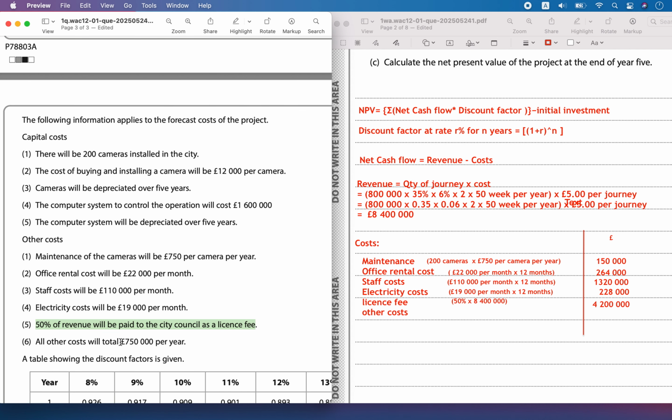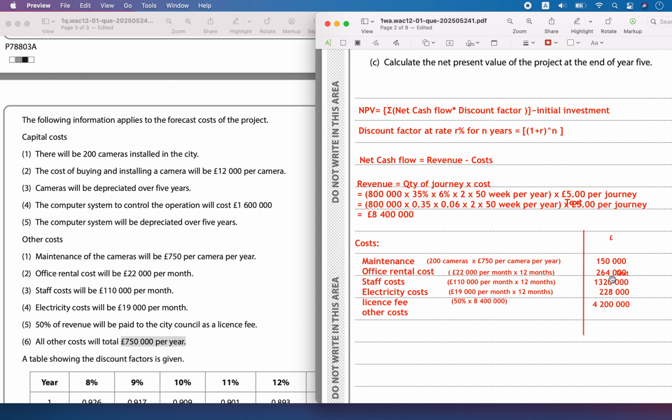Then you have the other cost, which is 750,000 per year. They have given the other cost as 750,000 per year, so we can write it directly. Now let's add the total cost.